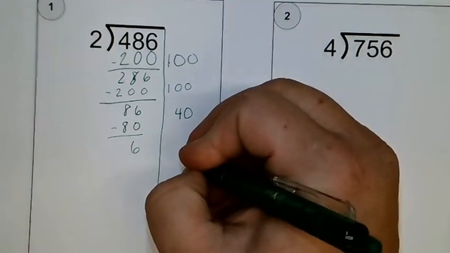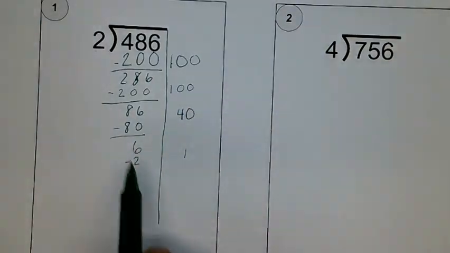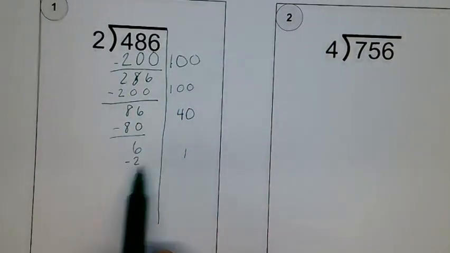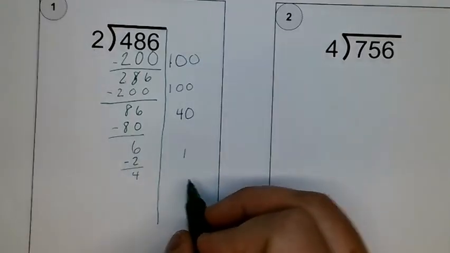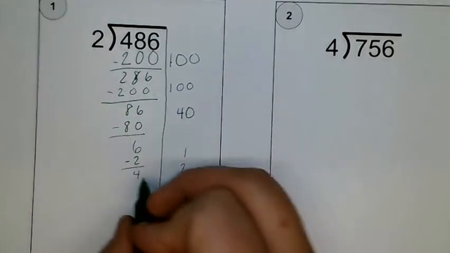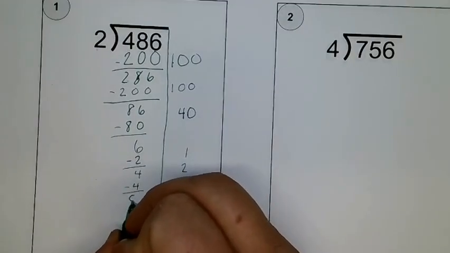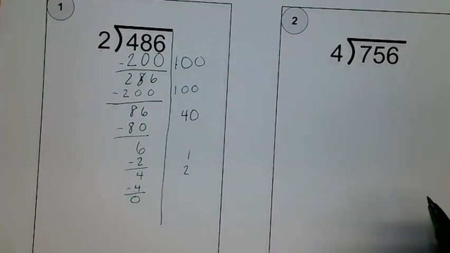I don't know. I'm just going to go with 1. And so it's already in the ones place. So 2 times 1 is 2. 6 minus 2 is 4. I know that 2 times 2 is 4. There we go. And I ended up with a 0 over here.